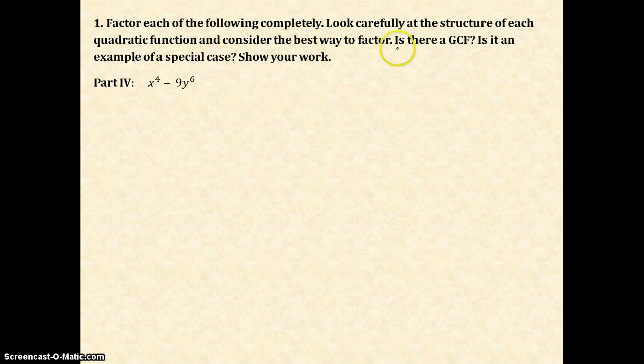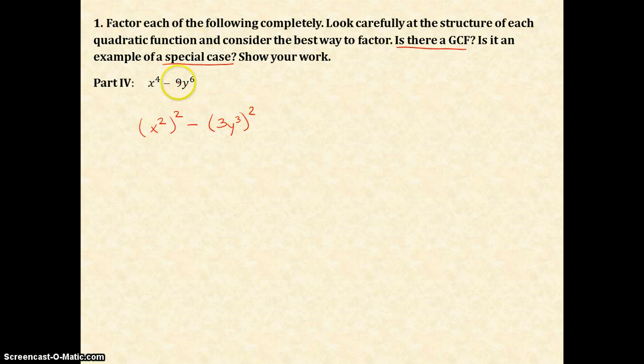Is there a GCF? No. This just has x's, this has 3's and y's as factors. But is it a special case? Yes, it is, because I can write this as something squared minus something squared. X to the 4th is x squared squared, and 9y to the 6th is 3y to the 3rd squared.